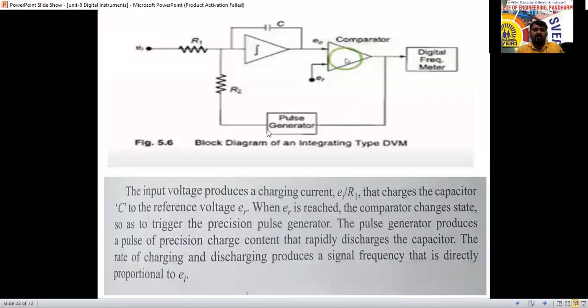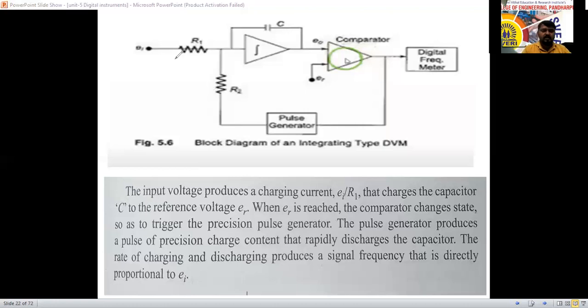See this diagram, whatever I have told. When the input voltage is given, current will flow and the capacitor will charge. It is going to be compared with the reference voltage. When the reference voltage reaches a certain value, it is going to generate a pulse to stop the signal. So the capacitor will discharge and come to 0, then the next cycle begins. The same explanation I have written here.